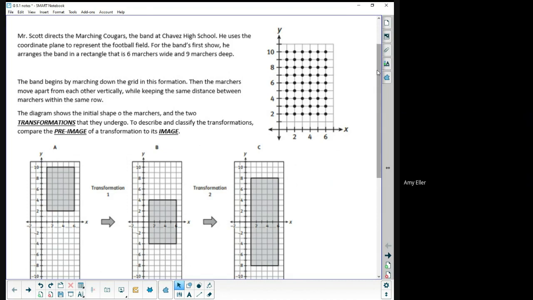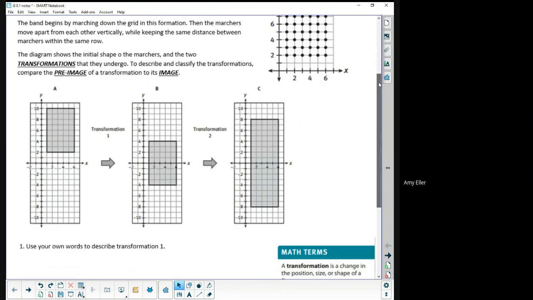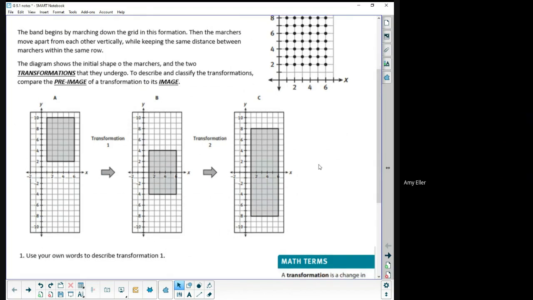Then the marchers move apart from each other vertically while keeping the same distance between the marchers in the same row. Do you see how these pictures follow what I just said? The band begins by marching down the grid. Then the marchers move apart from each other vertically. You can see that happening here. It says transformation 1. That means change number 1. They moved down 6. Now how are they going to transform? Now they're going to move apart from each other vertically. Transformation just means to change.